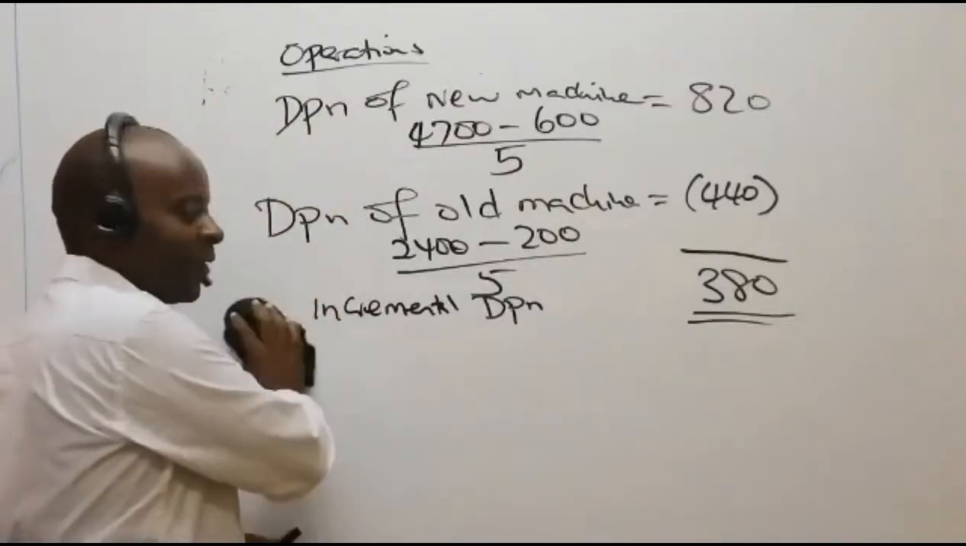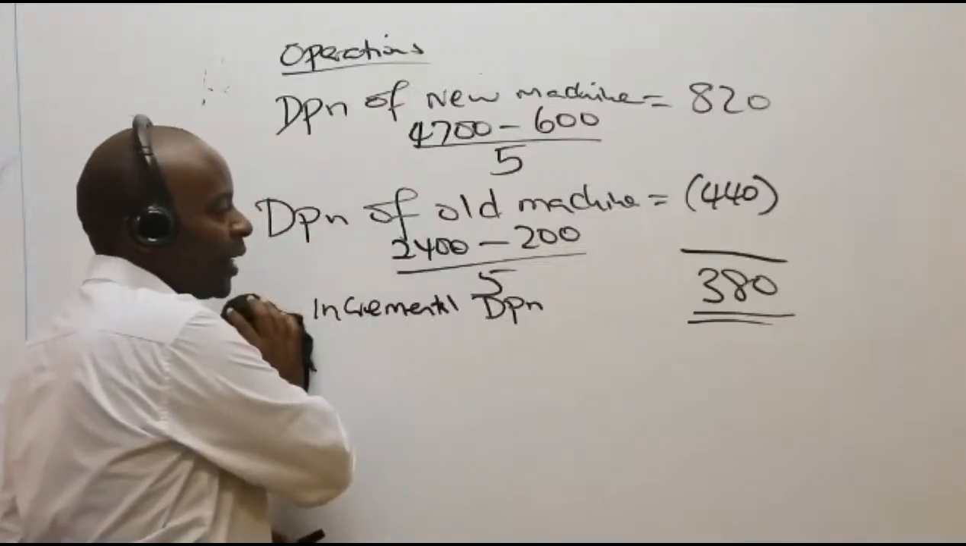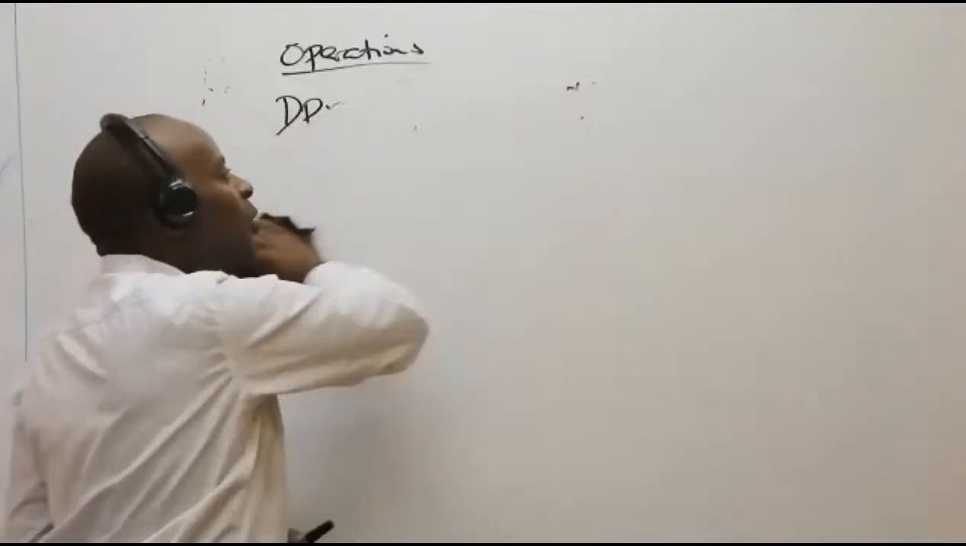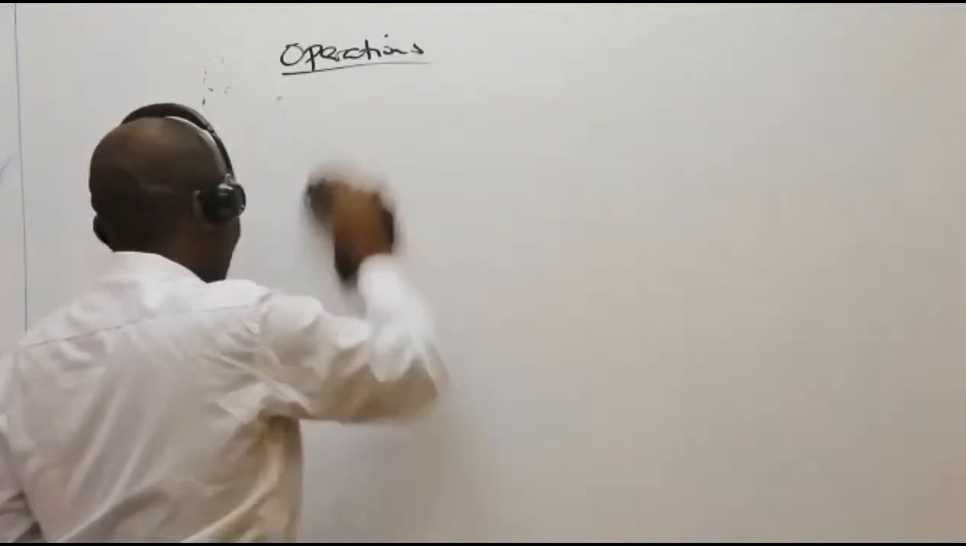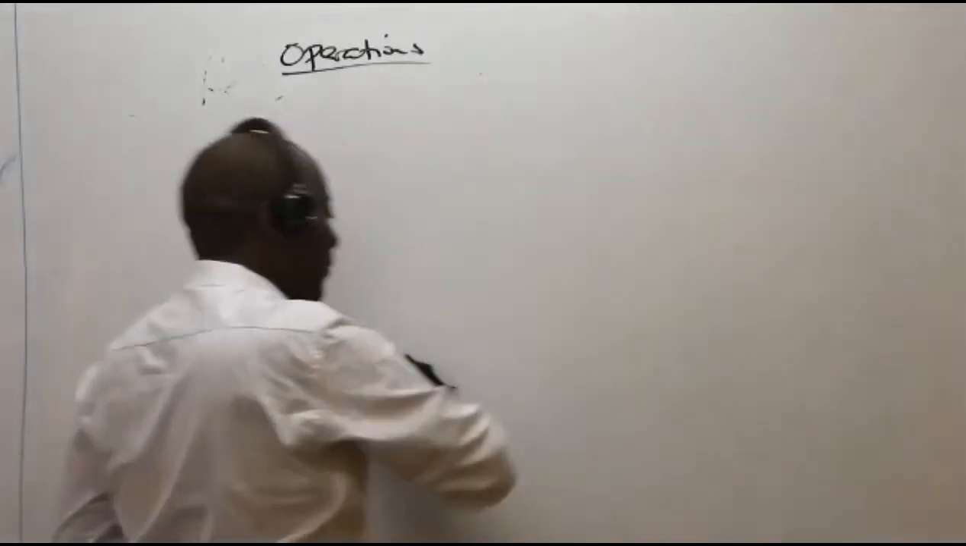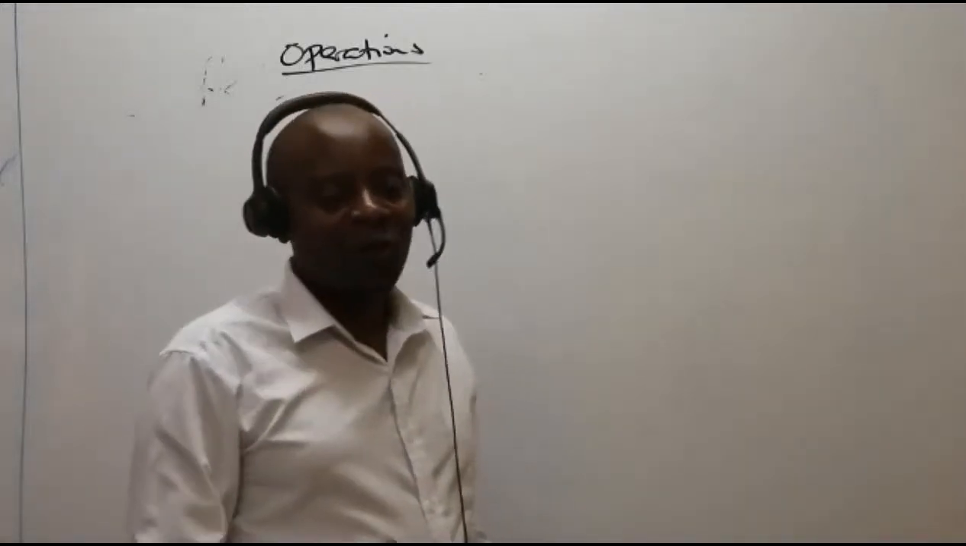So we have the incremental what here? Depreciation. Incremental depreciation is 380. Now I can rub this. So ladies and gentlemen, during operations, as you're making these machines work, we expect to see some fruits. We expect to see incremental profits. So could you kindly come and give me the incremental profit arising out of our operations.